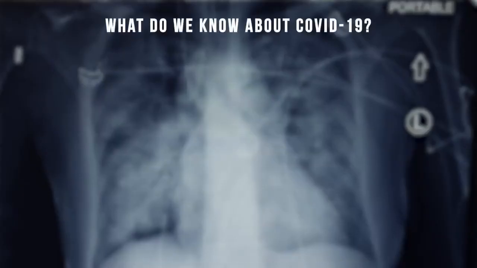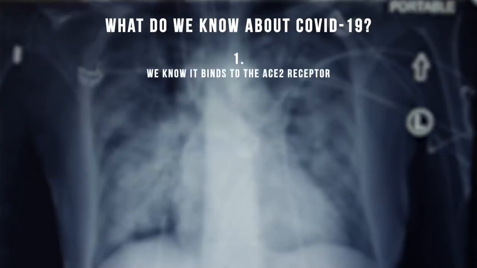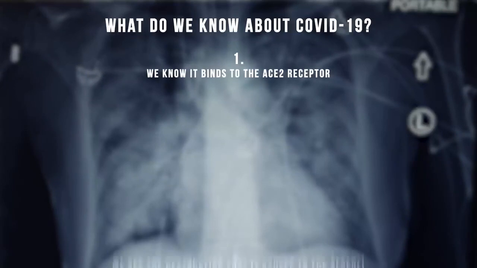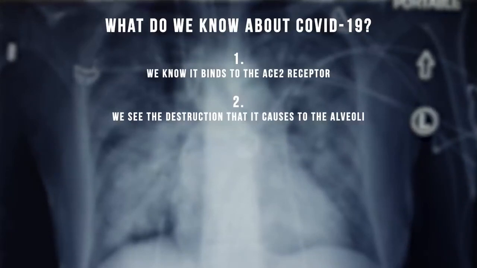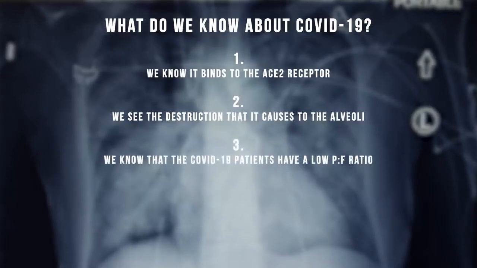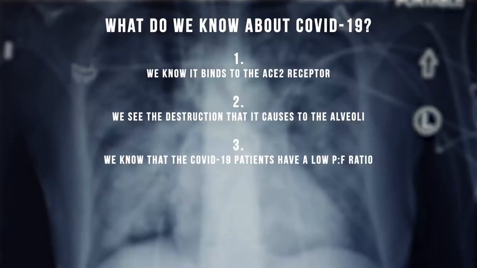We know this for several reasons. One, we know it binds to the ACE2 receptor and gains entry into our cells that way. Two, we see that with our own eyes, the destruction that it causes to the alveoli on the pathology. Number three, we know that the COVID-19 patients have a low P to F ratio, which means that the reason for low oxygen is because of the lungs' reduced ability to move oxygen from the air into your bloodstream.